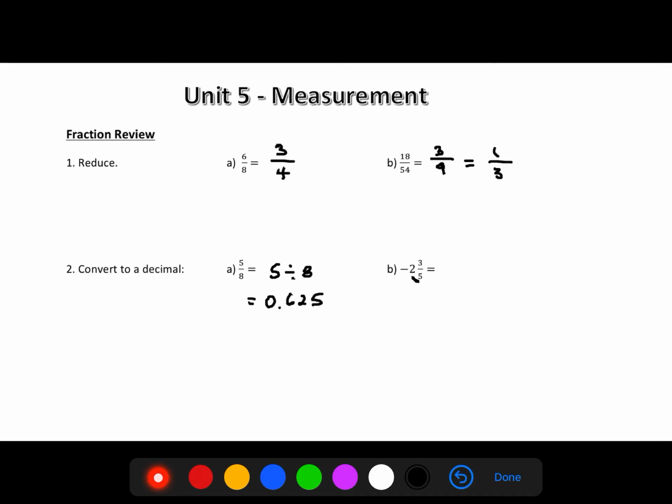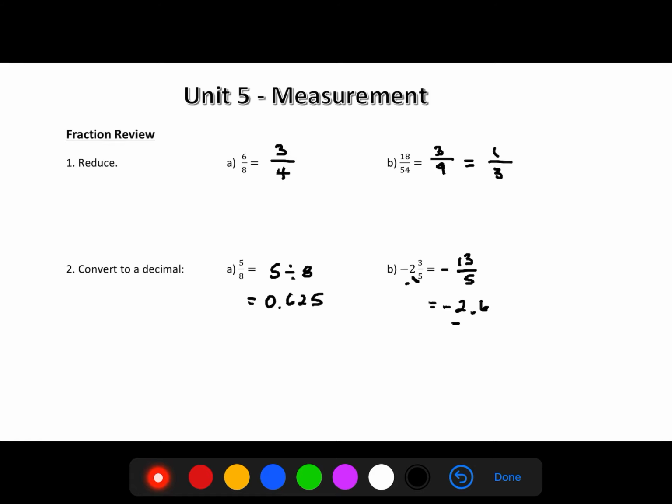For something like -2 3/5, we can write it as an improper fraction. Remember, to write it as an improper fraction, we're going to multiply our denominator by our whole number. What we get is 10. 2 times 5 means 10 pieces, plus the extra 3 on top. So we can't forget the negative out front. The entire number is a negative. And now we can put this number in our calculator. So -13 divided by 5, and that gives us -2.6.